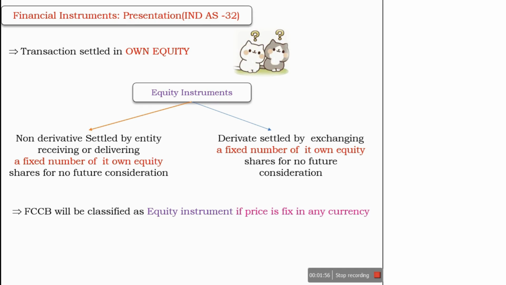So in that case, Ind AS 32 says that in case of a foreign currency convertible bond, the fluctuation of foreign currency will be ignored. If the price is fixed in any currency other than the functional currency of the organization, the fluctuation because of the currency will be ignored and the instrument will be classified as an equity instrument.